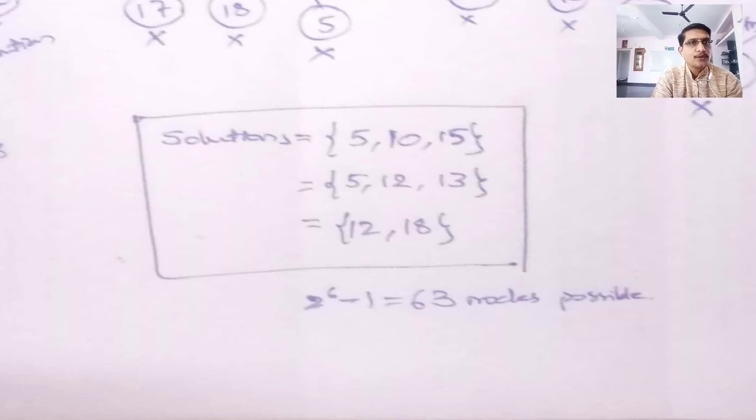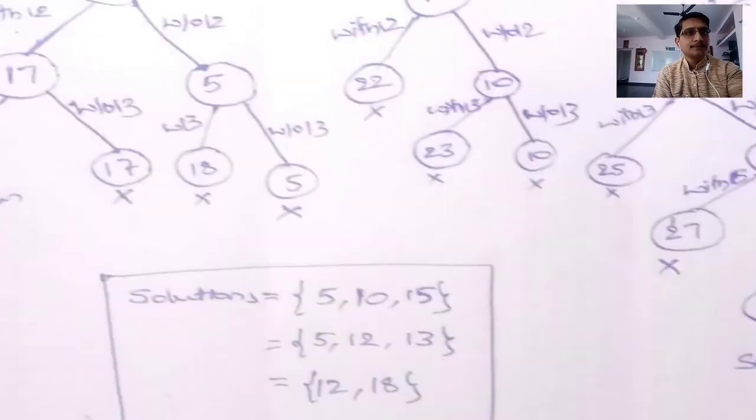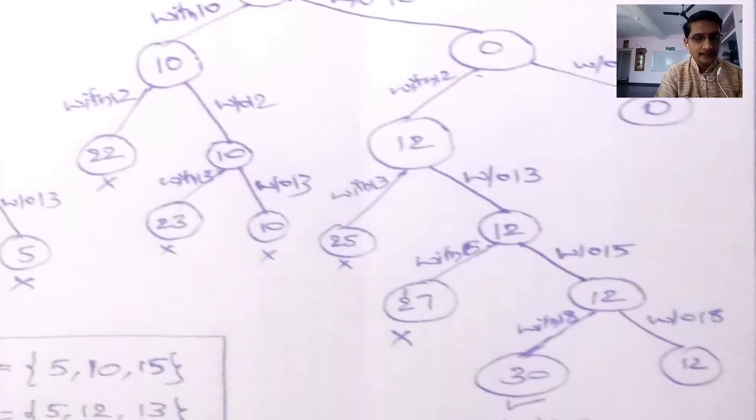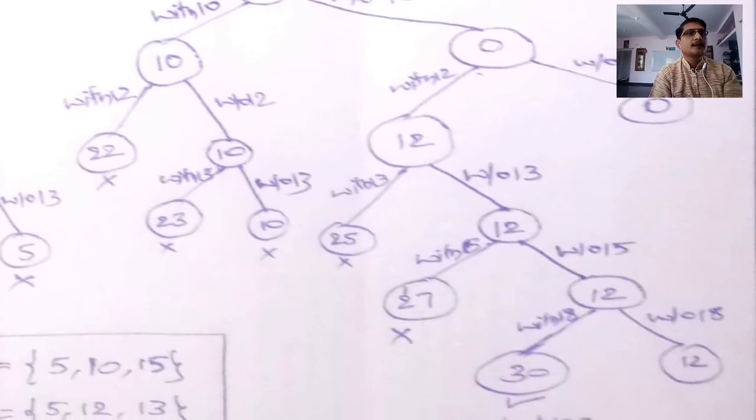The subsets we have formed are 5, 10, 15, using this state space tree, the first solution we have got. Then 5, 12 and 13, which will give us 30, that is the second solution, and the third solution is 12 and 18. So it is a very simple problem. Even if you feel that the state space tree is a bit big, solving this problem is not difficult, and you will get 8 marks for this.